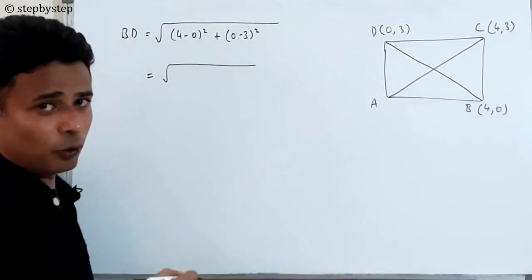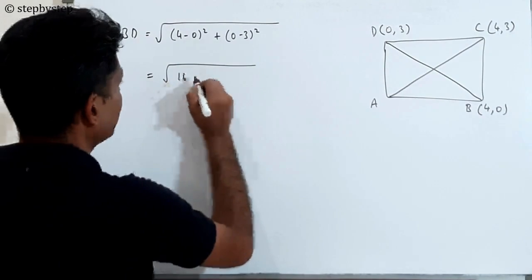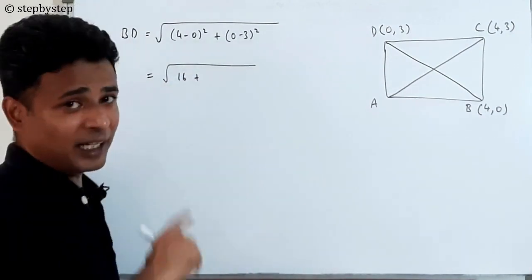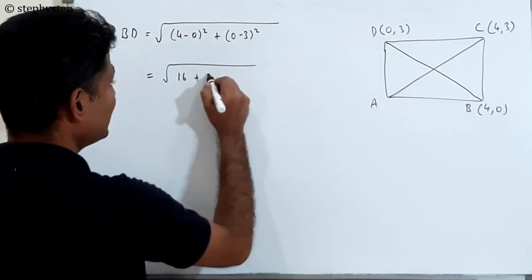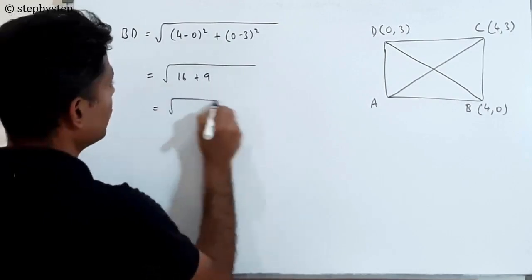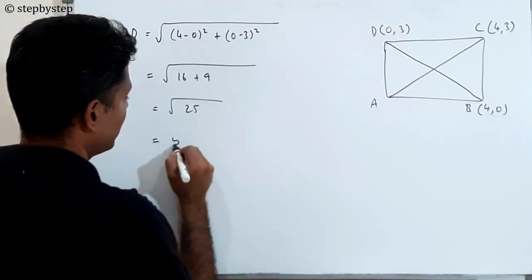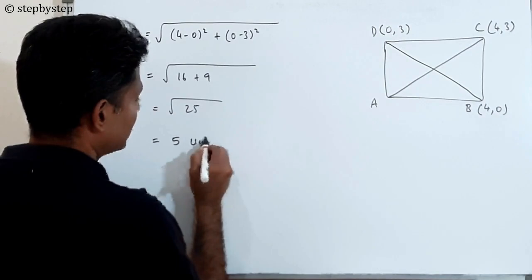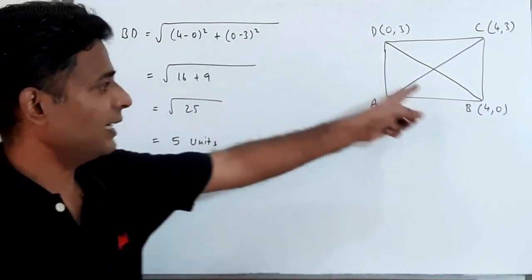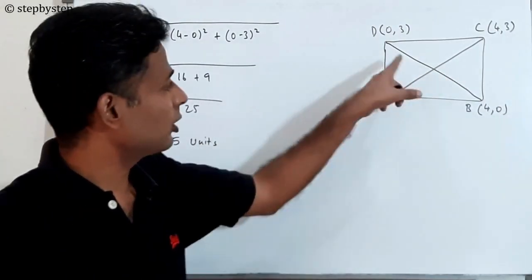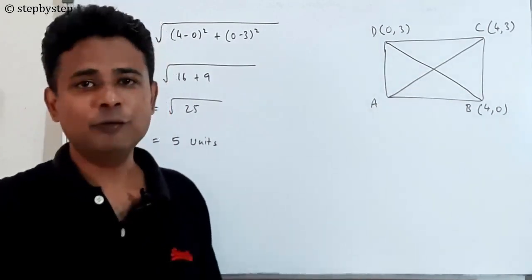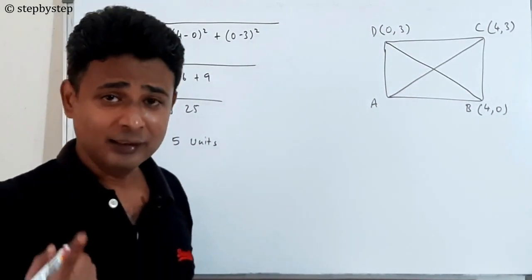4 minus 0, 4. 4 square, 16. Plus 0 minus 3, minus 3. Minus 3 whole square, plus 9. So we get root of 25, that is equal to 5 units. So the length of the diagonals are 5 units, because both diagonals will have the same length in a rectangle and even in a square.